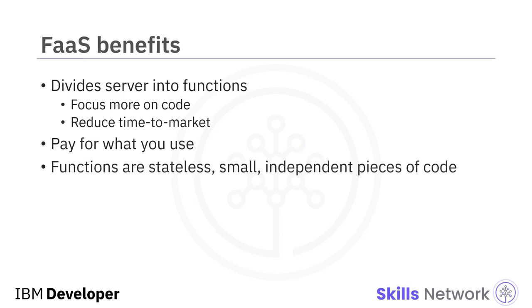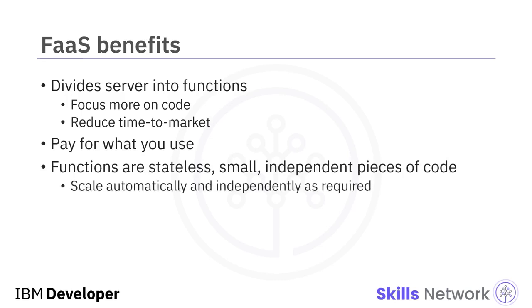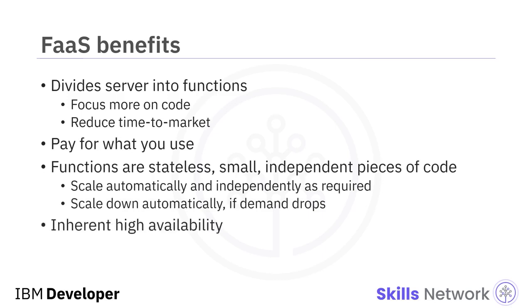Since the functions are stateless, small and independent pieces of code, they can be scaled automatically, independently, and instantaneously as required. And if demand drops, they automatically scale back down. FaaS offers inherent high availability because it is spread across regions and availability zones and can be deployed without incremental costs.